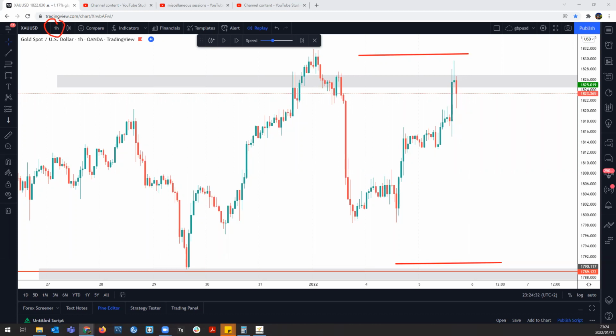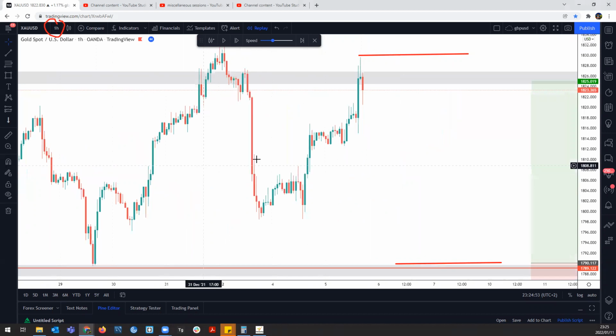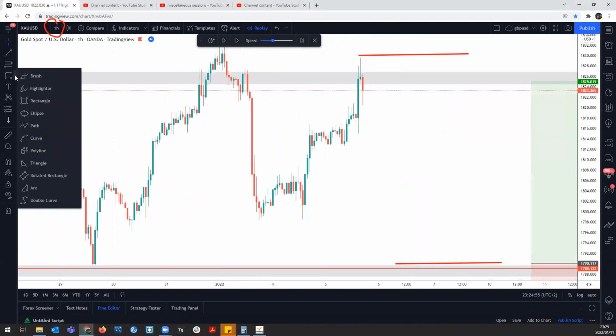So, number 4, stop loss above the candlestick. 5, TP inside support. How hard is that? That's not hard. That's definitely not hard.